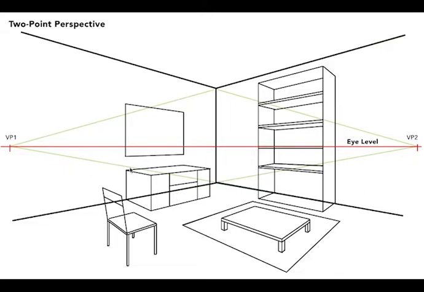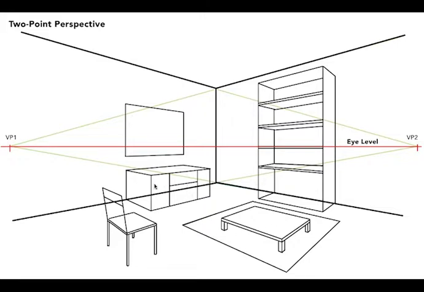Here you see a simple drawing of a room, but this time it's in 2-point perspective. As with the previous example in the 1-point perspective drawing, there is an eye level line, indicated here in red. Look at the angles of the furniture in this room. Do you notice anything different? In what way are they different?